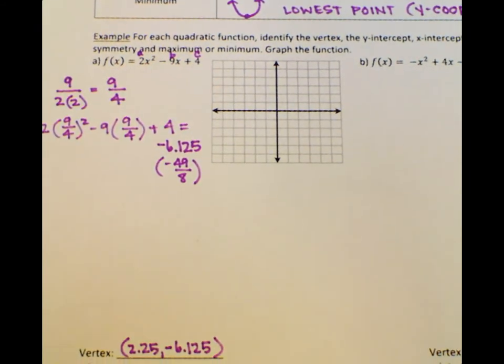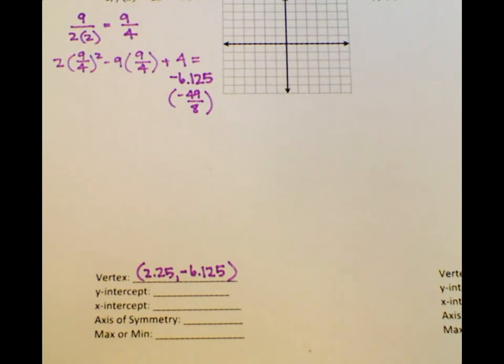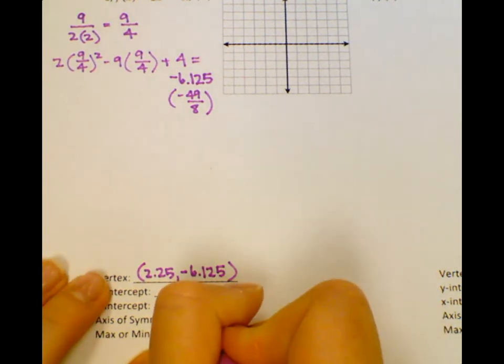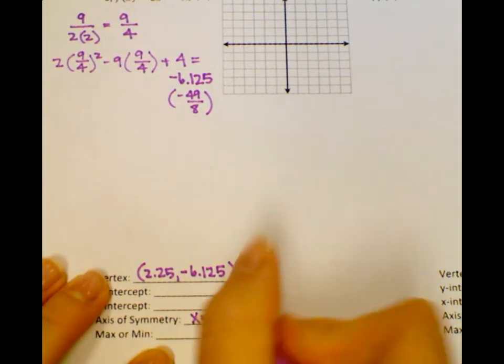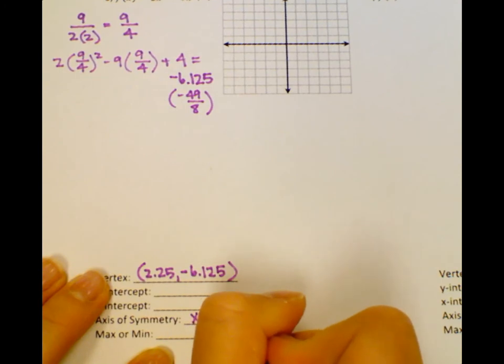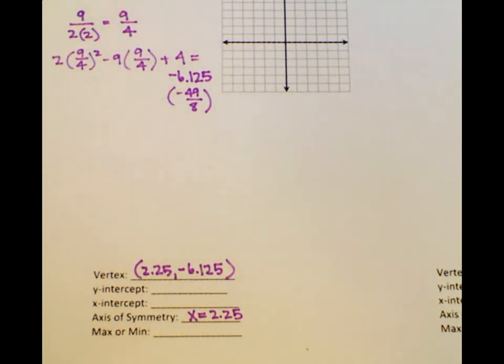So there's our vertex right there. Got him. I went ahead and wrote it down here. You see me writing it down there? Yep. Okay, now let's do the axis of symmetry. The axis of symmetry is the x-coordinate. So what would it be? Yeah, 9 over 4. But we always say x equals 9 over 4, or you can say 2.25. It's the same thing.